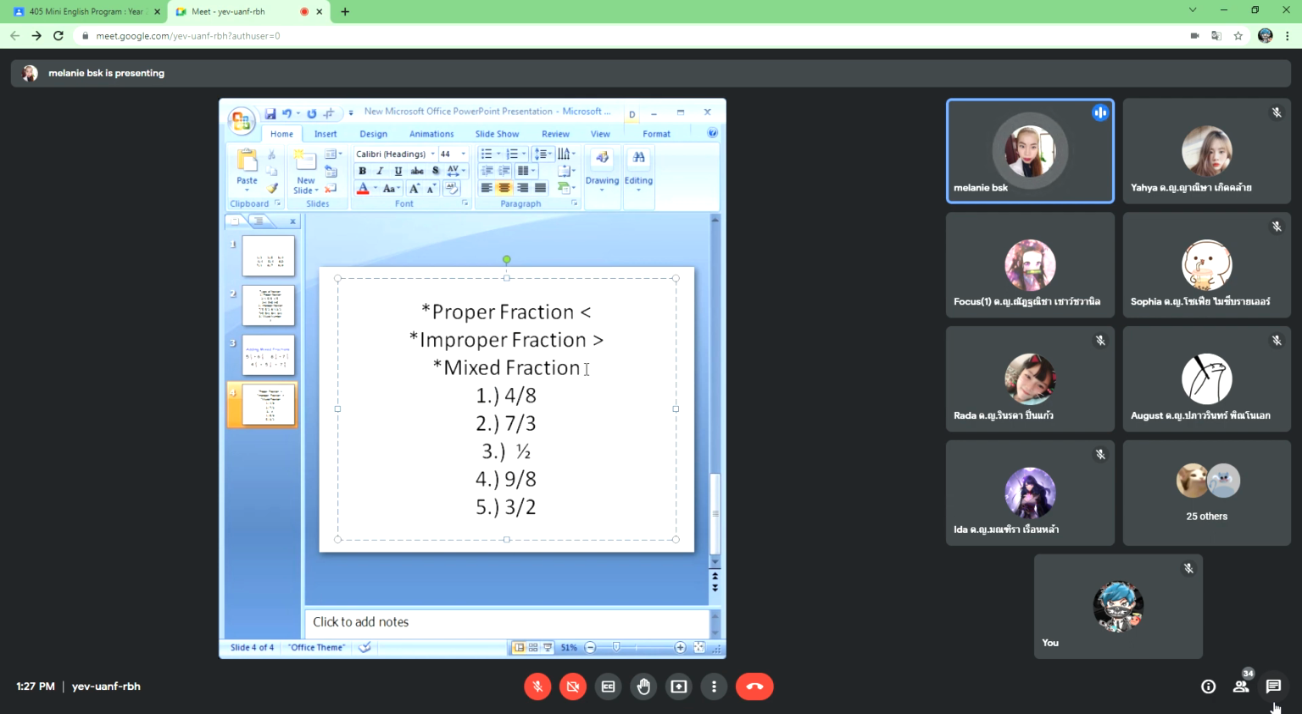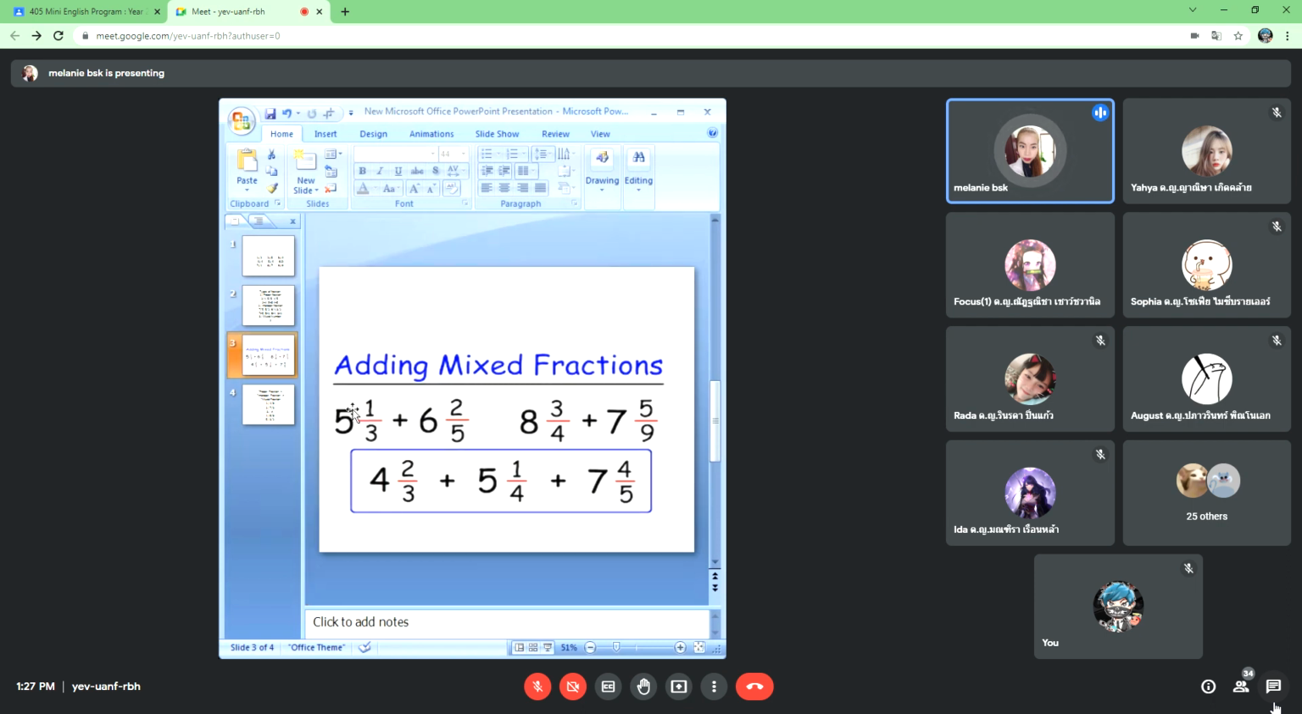Mixed number, you have a whole number and a proper fraction. Mixed fraction, very easy. Right? A mixed fraction is just this one only, children. You have 5 and 1/3, this is a mixed fraction. 4 and 2/3, mixed fraction. A whole number and a proper fraction. Do you understand? 5 and 1/4. 1/4 is a proper fraction. 5 is a whole number. Do you understand, children? The mixed fraction?